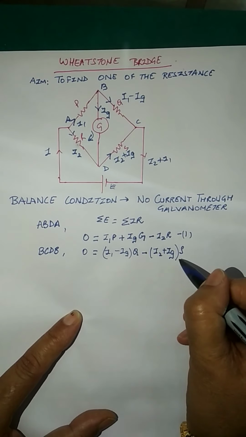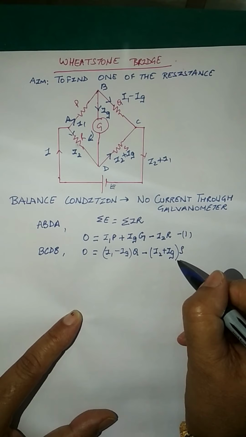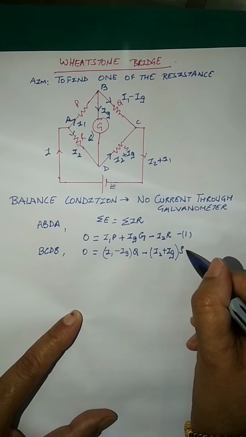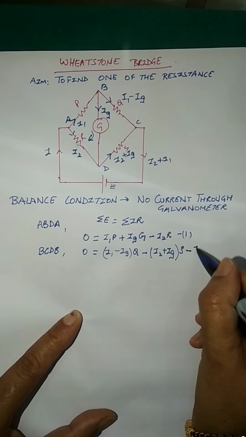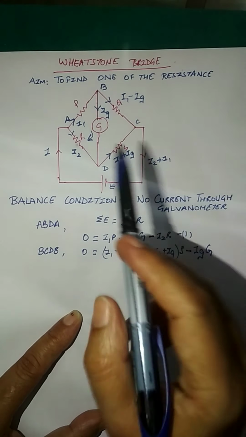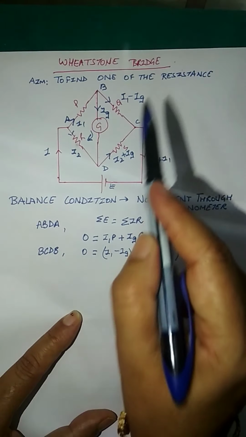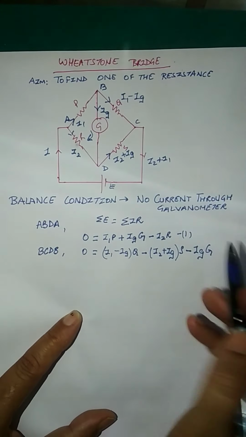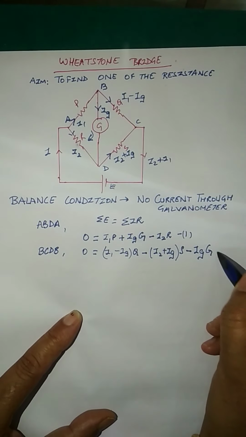S. Now you are going into the arm DB. Again I am going in the direction opposite to the direction of the current, so again my product will be negative. So it will be IG into G. Is it okay? I1 into P, (I1 minus IG) into Q, (I2 plus IG) into S, and then minus IG into G. So say that this is my equation number 2.